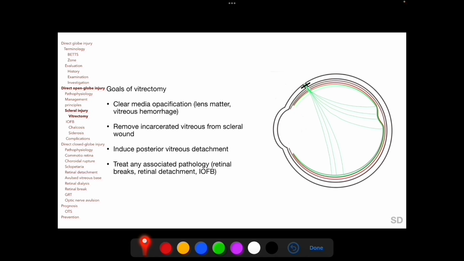Goals of vitrectomy include clearing media opacification from lens matter and or vitreous hemorrhage, removing incarcerated vitreous from scleral wound and inducing posterior vitreous detachment as shown here in this diagram, and treating any associated pathology such as retinal breaks, retinal detachment and intraocular foreign body.